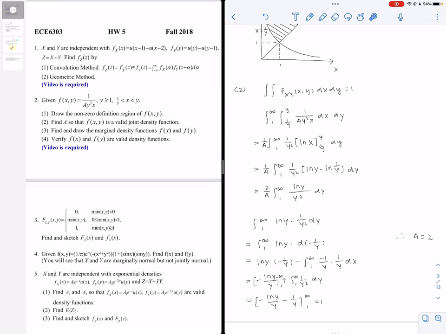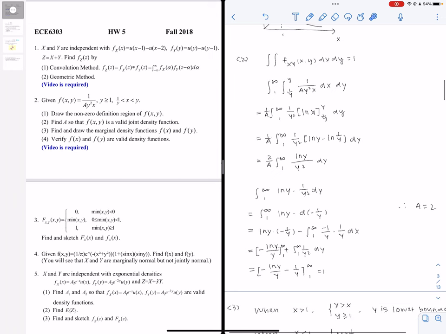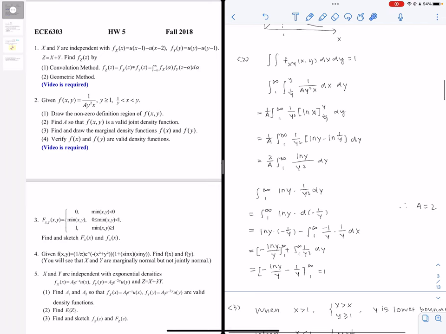So here we just have a little very easy calculus, and eventually we move all the constants out of this integral, and eventually inside the integral we have 1. So that means 2 over a is 1, and that means a is 2.